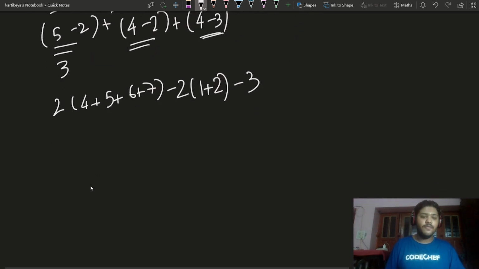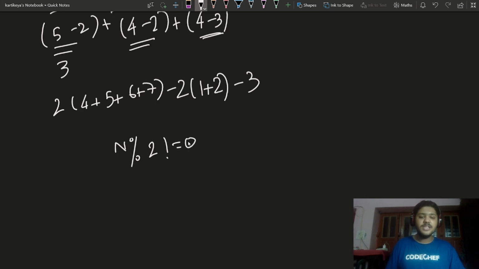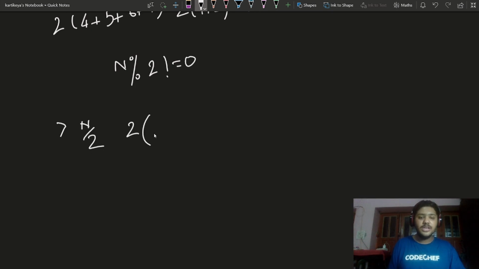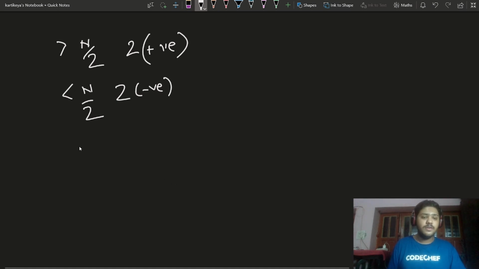So we can say whenever n is odd, whenever n is not a multiple of 2 or n modulo 2 is not equal to 0, then the answer would be something like this. For all the numbers greater than n by 2, we take 2 times of those numbers as positive. And for all the numbers which are less than n by 2, we take 2 times of those numbers as negative. And we take n by 2 itself as negative. Okay.